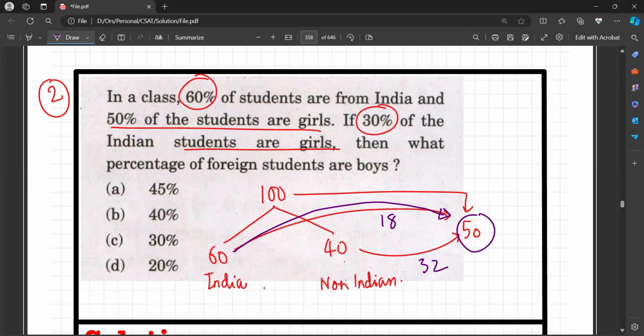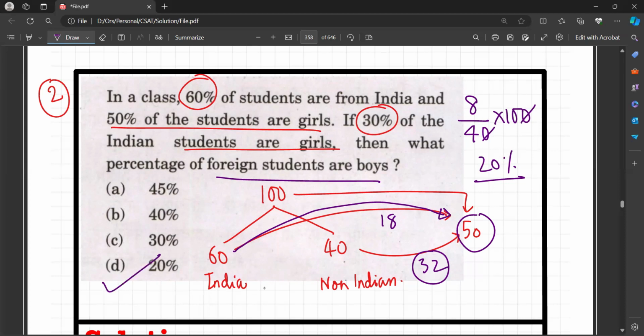So how many foreign students are boys? 8 foreign students are boys because 32 are girls. So 8 foreign students are boys out of 40. So you can do into 100. This getting cancelled, it gives you 20% as the answer, right? Easy. Got it? Let us proceed to the next problem.